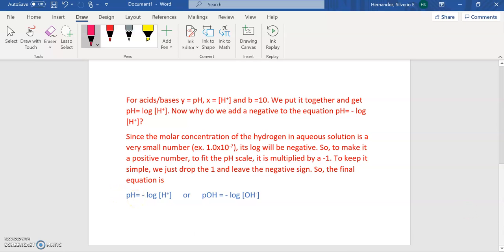So this was our lesson on logarithms and how they relate to acids and bases and where those two equations came from.